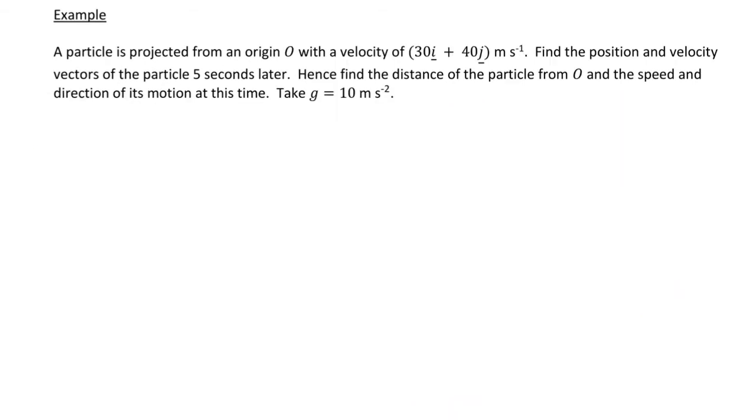Next example then, a particle is projected from an origin O with a velocity of 30i plus 40j. What that means is the horizontal component is 30i and the vertical component is 40j.